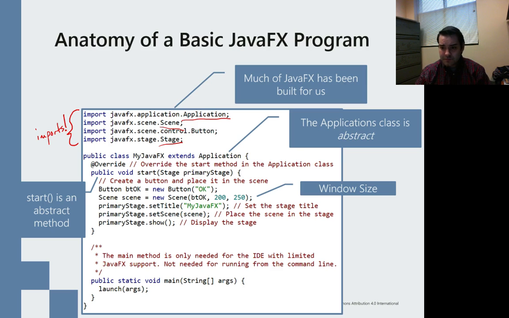So notice what I'm doing here. The first thing is I'm saying that I now extend Application. We've already learned about inheritance. Extending something just means I take a lot of the methods and variables that come from the Application class, which is abstract, and I have to work on them. Again, because the Application class is abstract, that means I have to implement the start method. That start method asks for a stage.